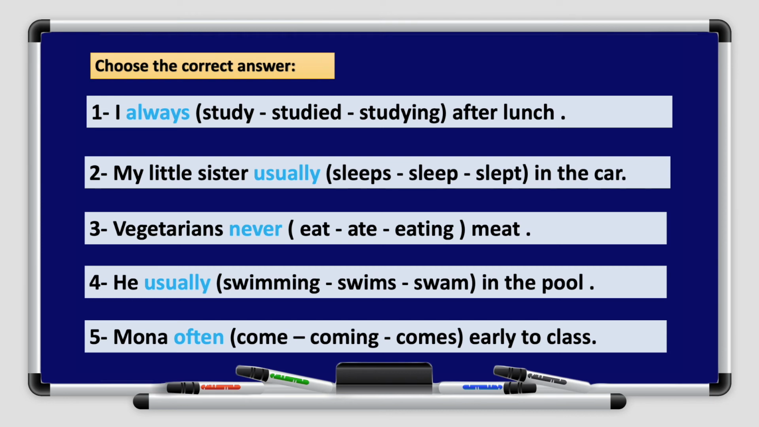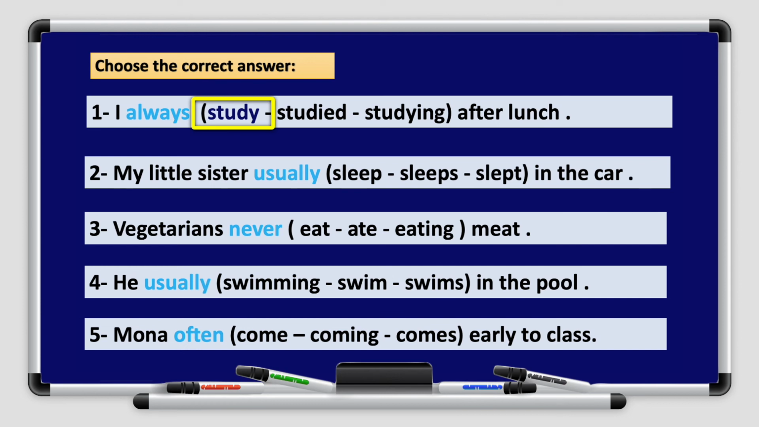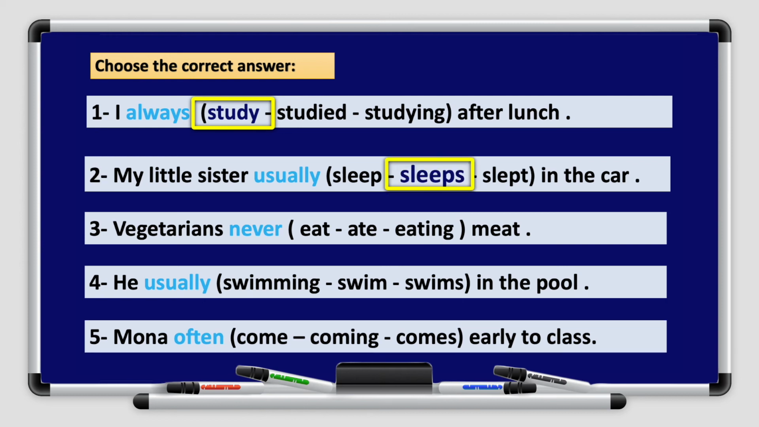Number 1, I always studying after lunch. Which one will you choose? Excellent. I always study after lunch. Here we choose study because it is the present simple after the adverb always, because the subject is I. Number 2, my little sister usually slept in the car. Which one will you choose? Good job. My little sister usually sleeps in the car, and here we choose sleeps because the subject is my little sister.